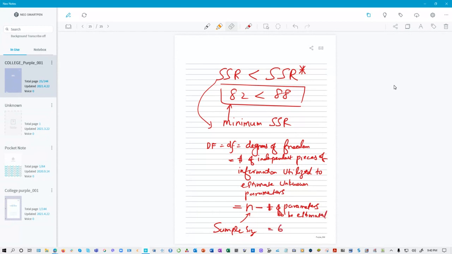In my case, I have 6 data points. Subtract how many parameters in my model. Look at my model. I can remember my model: Y equals mu plus epsilon. This is my original population model. Can you remember?